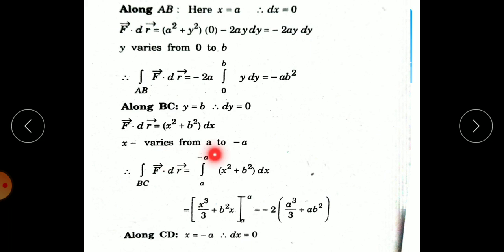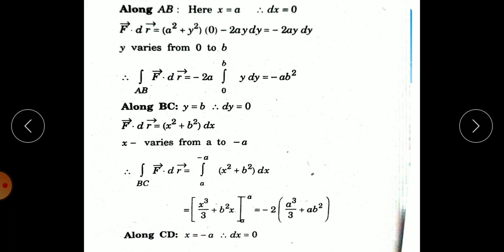Now x varies from a to minus a, so the integral over BC of f dot dr vector equals the integral from a to minus a of (x squared plus b squared) dx. After integrating, we get the answer as minus 2 into (a cubed by 3 plus ab squared).